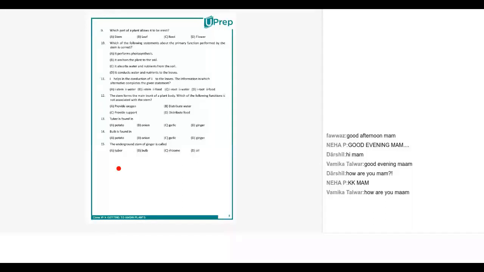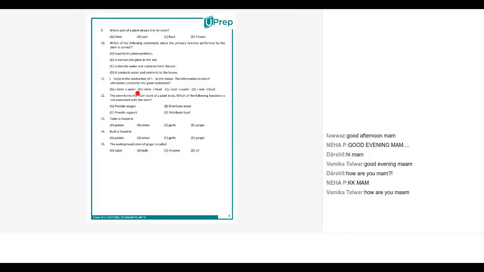Helps in the conduction of dash to the leaves. Which alternative completes the given statement? A, one stem to water. B, one stem to food. C, one root to water. D, one root to food. So I think it's B, ma'am. B. Yeah. Correct, correct. So it helps in the conduction of water.